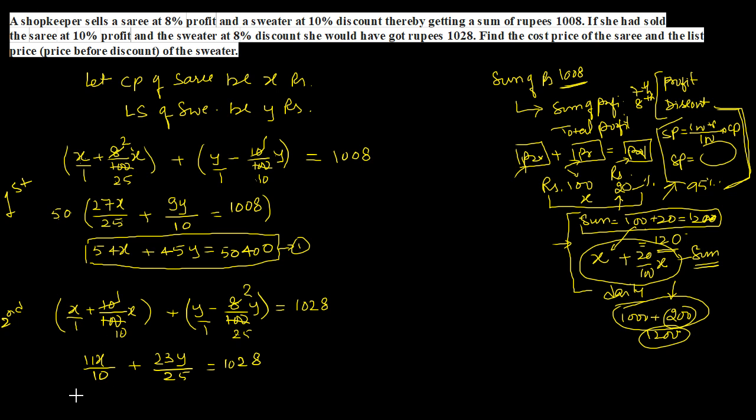This is similar to the previous equation. So LCM is 50, so I'm going to multiply the whole equation by 50. 10 fives are 50, 5 into 11 is 55x, plus 25 twos are 50, 2 into 23 is 46y, equals, multiplied by 50, 51,200. So as you can see, it's good that we didn't actually divide this by 9.